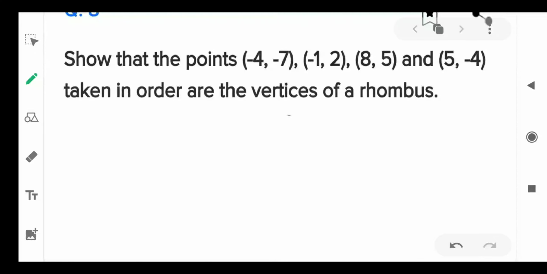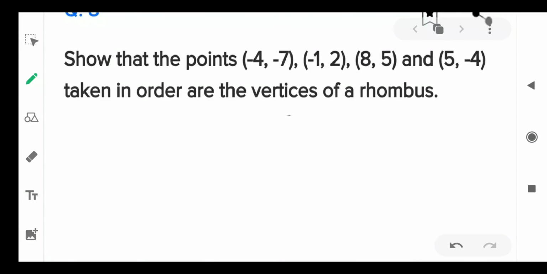Four points are given. We should take them in order and show that the figure formed is a rhombus. So I'll show you a very simple method by using the slopes method. With this method we can easily identify whether it is a rhombus or any other figure also.